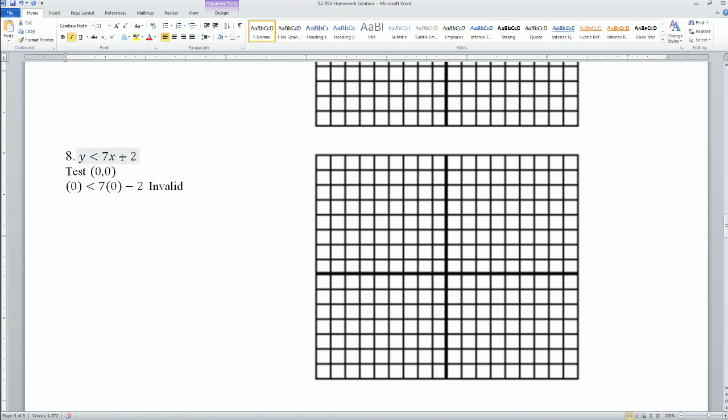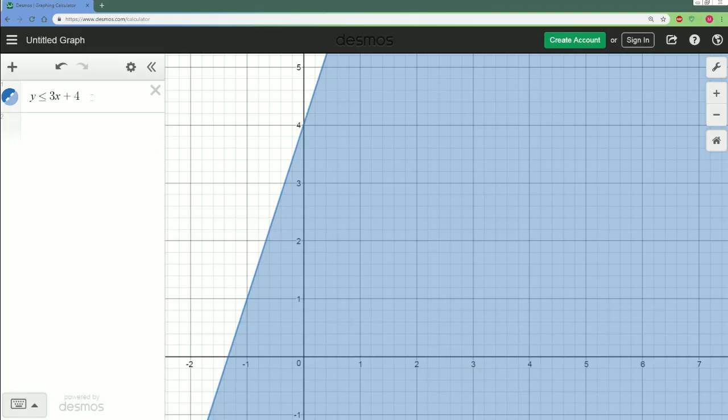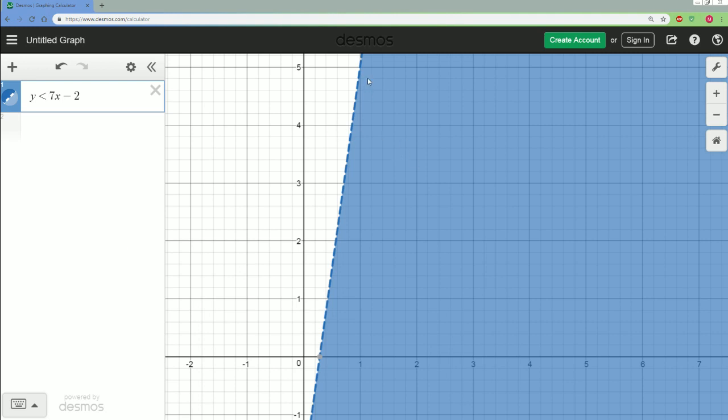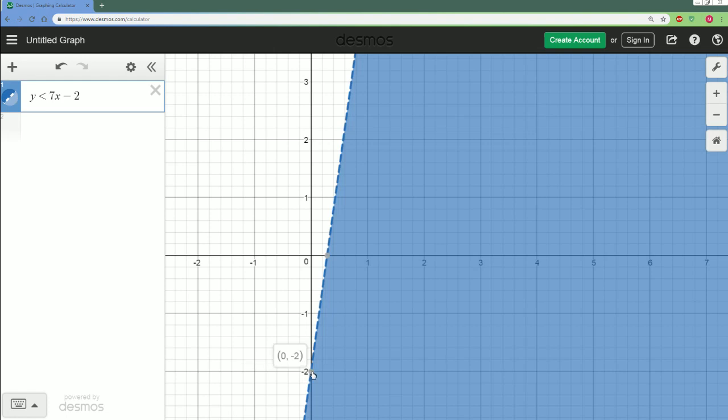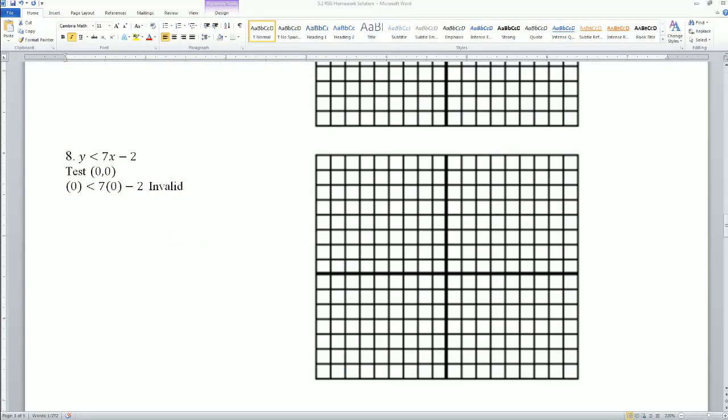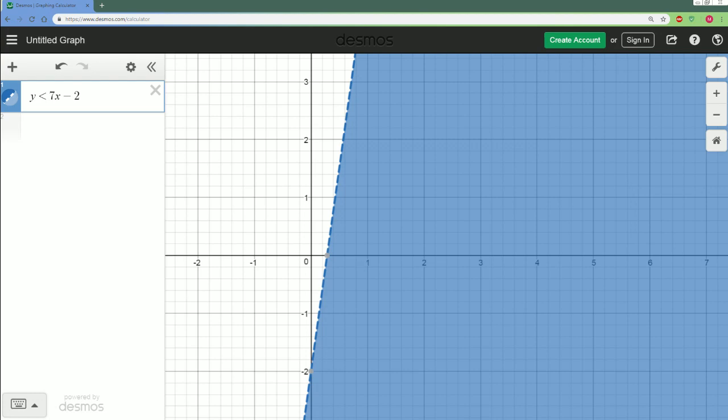Here you go. You start at -2. Go up 7 across 1. Check 0, 0. We saw that's invalid, so you're shading on the other side. Let's grab that and go to Desmos. This time it is a dashed line because of this symbol. And look at it, it's -2 here. You shade away from 0, 0 because 0, 0 is not valid. Remember? Invalid. That is the reason why you shade away from 0, 0.